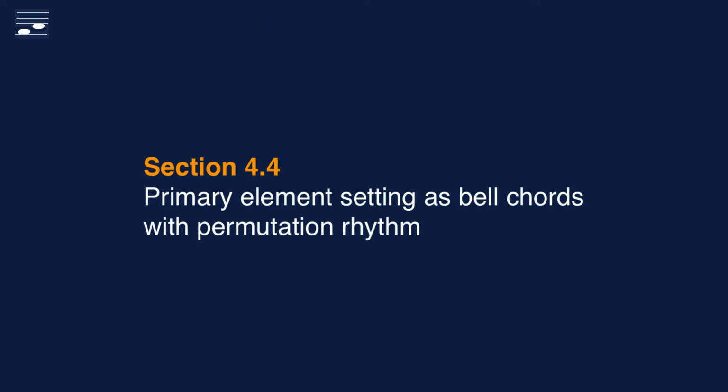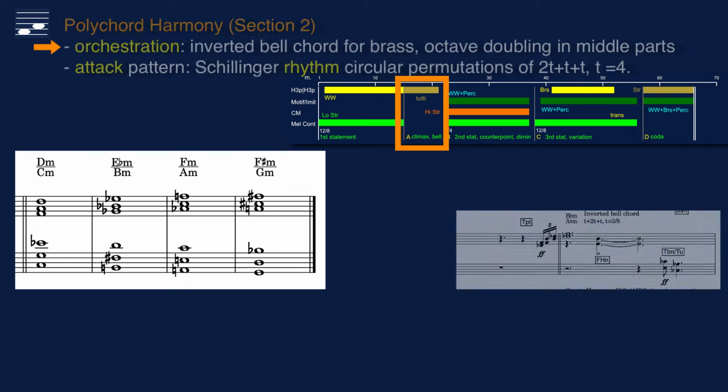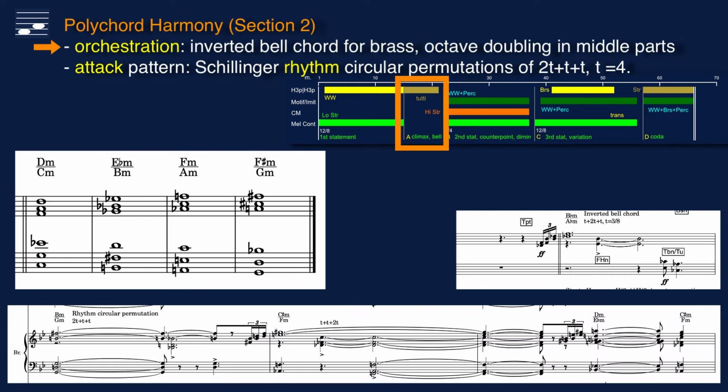The minor triad polychords were used as main element in the tutti climax section 2. As instrumental form, I chose an inverted bell chord. The two upper parts are played by trumpets. The two in the middle, with one from the upper, one from the lower layer, are for French horns. The lower two parts for trombones and tuba. Octave doubling is applied to increase the part density towards the end.